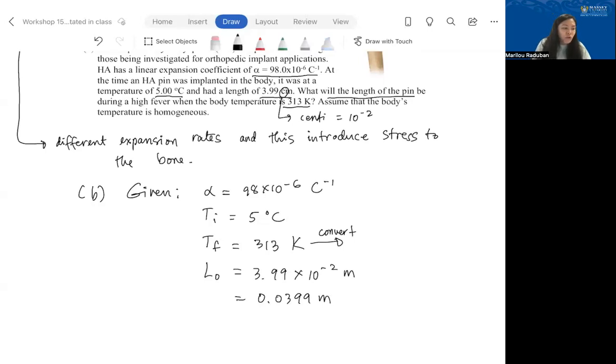If you're going from Kelvin to Celsius, do you need to add 273 or subtract 273? If you're converting Kelvin to Celsius, yes, you need to subtract 273. So you have to go 313 minus 273, which will give you 40 degrees Celsius. Okay.